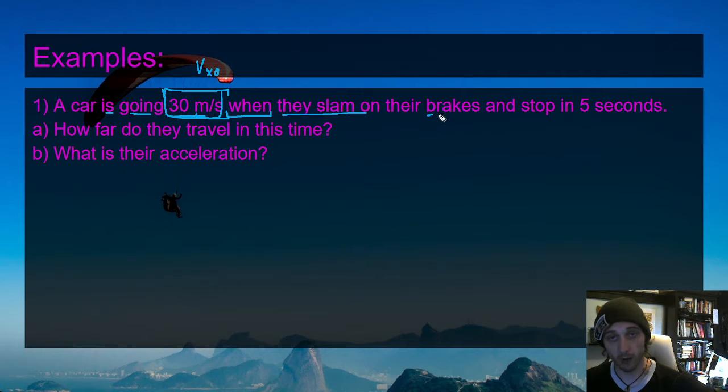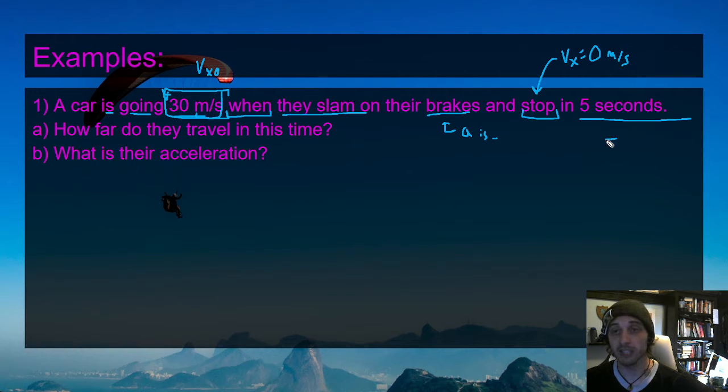When they slam on their brakes, I see brakes, so that's telling me that if this is initially positive because it's going forward, then my acceleration is negative. And stop in 5 seconds. The stop, which is happening at the end, tells me that their final velocity is going to be 0. The 5 seconds tells me my time.